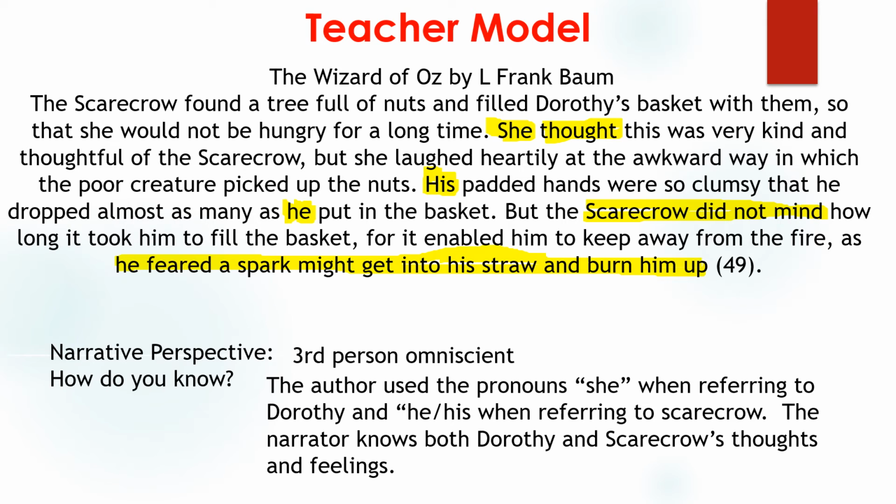So this is what you're going to continue to do for the next three passages. Go ahead and read them. Make sure you highlight your clues. Choose what perspective, which part of third person. Is it limited, omniscient, or objective? And then you have to explain how you know. So make sure you're being thorough with this.